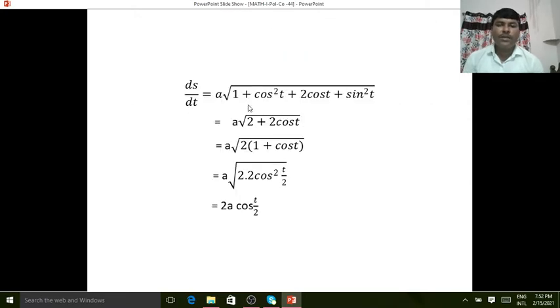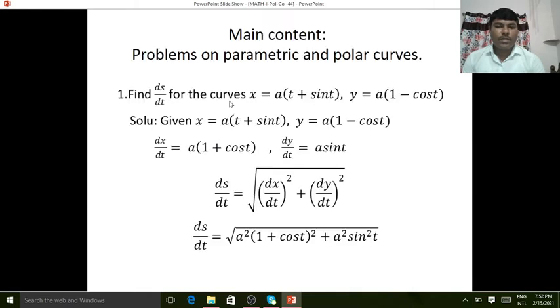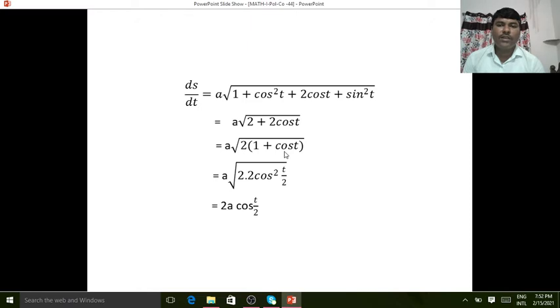and expand 1 plus cos t whole square, we get a into square root of 1 plus cos square t plus 2 cos t plus sin square t. Here cos square t plus sin square t is 1. So 1 plus 1 is 2 plus 2 cos t. Here we take 2 outside, we get 1 plus cos t. By half angle formula, 1 plus cos t can be written as 2 cos square t by 2. So finally we have 2a cos t by 2.